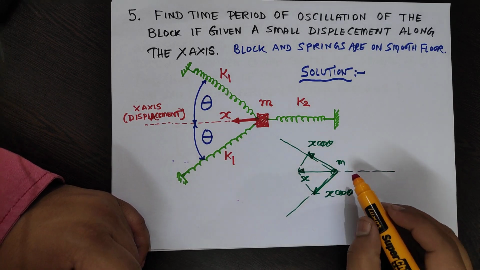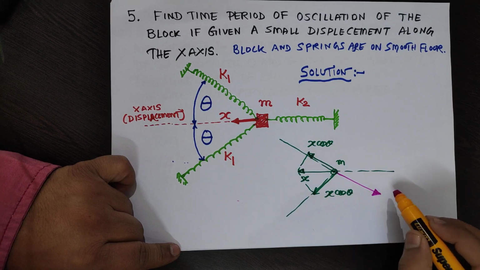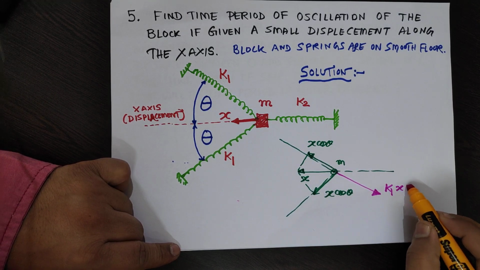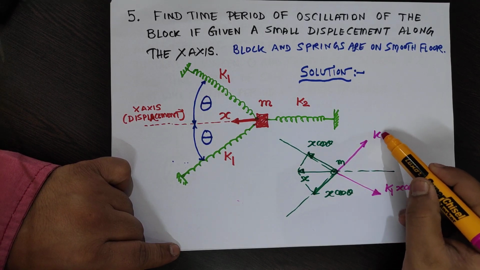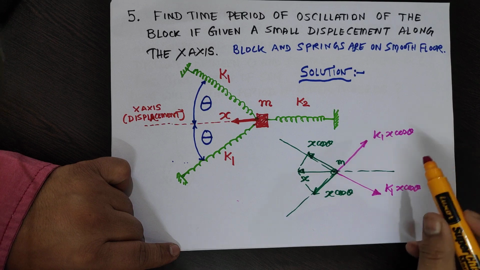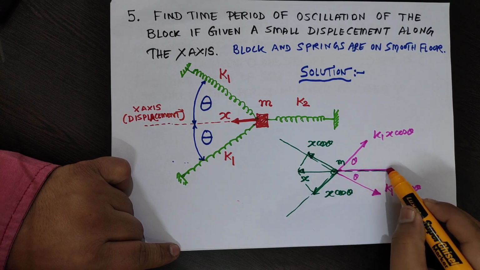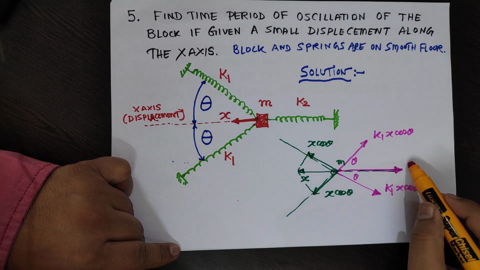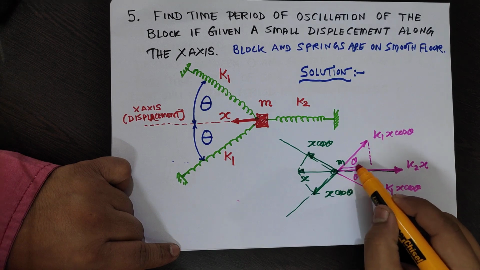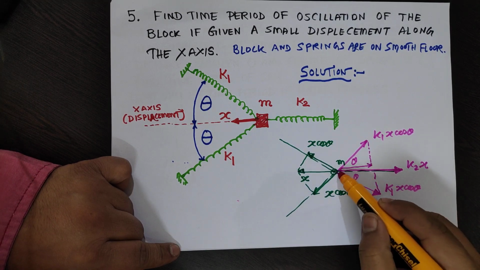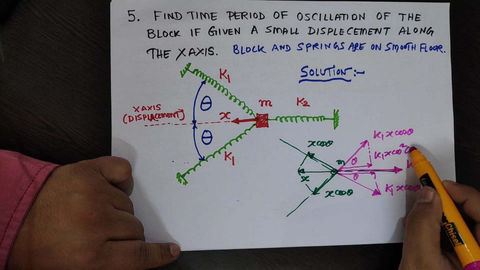Okay, so these two springs will push the rod. This force will be k1 times x cos theta, and this force also k1 times x cos theta, each of this makes angle theta, and this force equal to k2x. So now again you have to consider these components. Okay. So each of this is equal to k1x cos square theta.